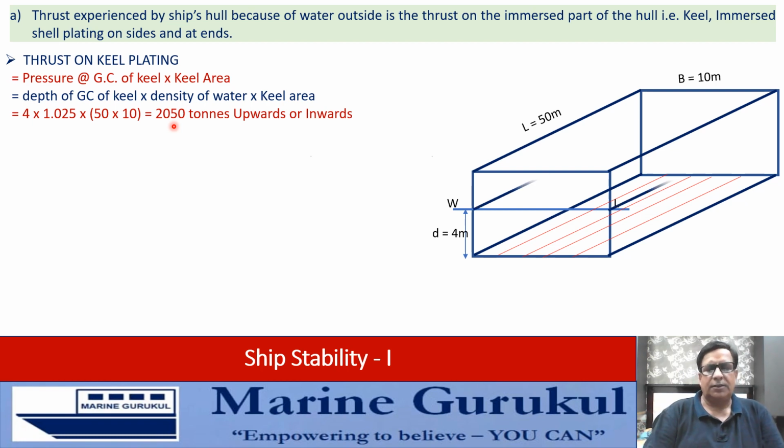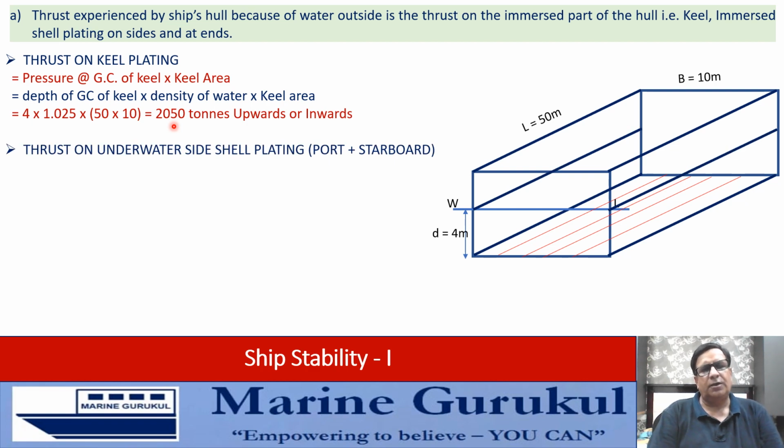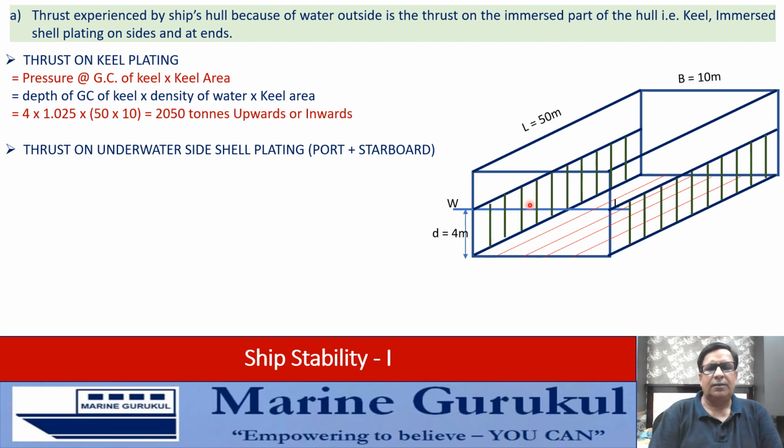Now we consider the thrust on the immersed part of the two sides. Let's first shade those two immersed areas. I'm sure you'll agree that the areas highlighted by the vertical green lines are the immersed areas on port and starboard sides. Both areas are identical, so the thrust on both shall be calculated by doubling up the thrust calculated on one area. So this shall be equal to twice into pressure at the GC of the immersed area multiplied by the immersed area. Why twice?